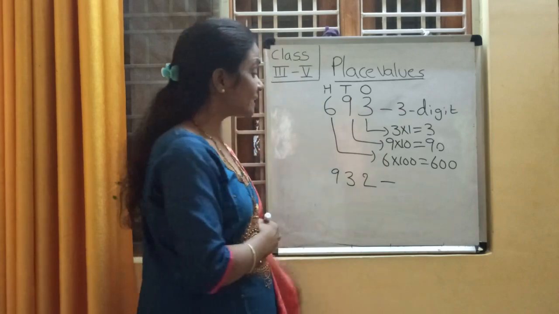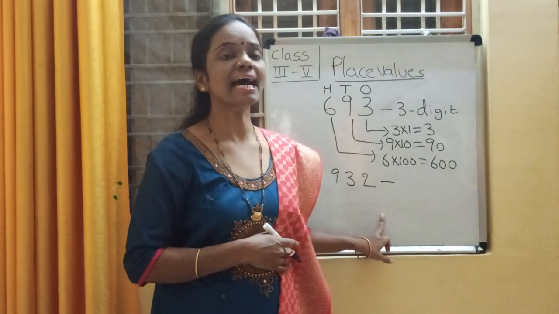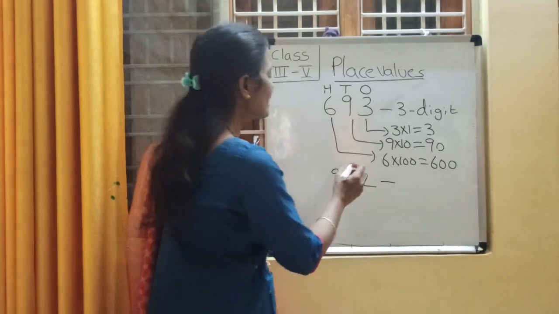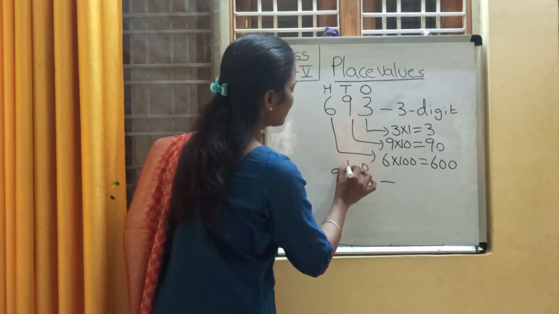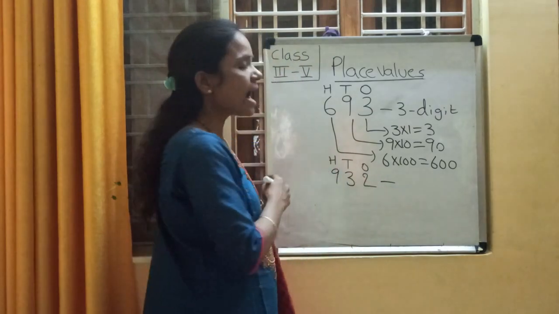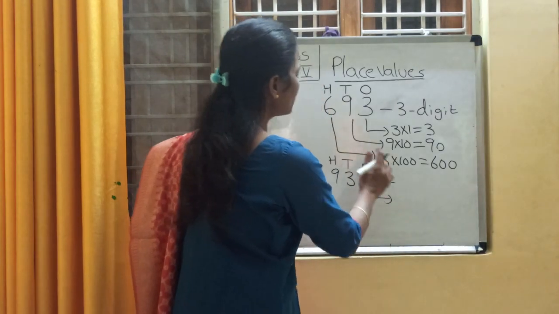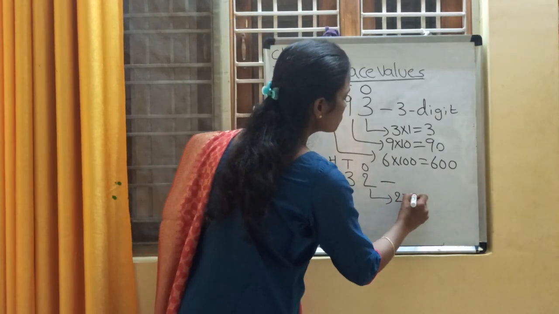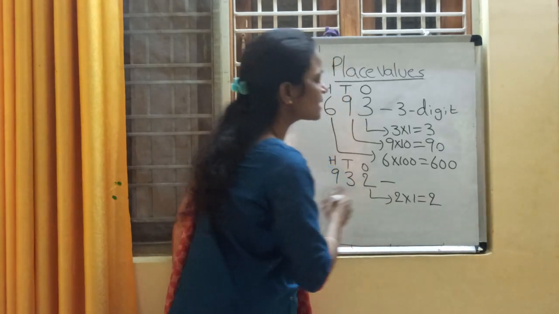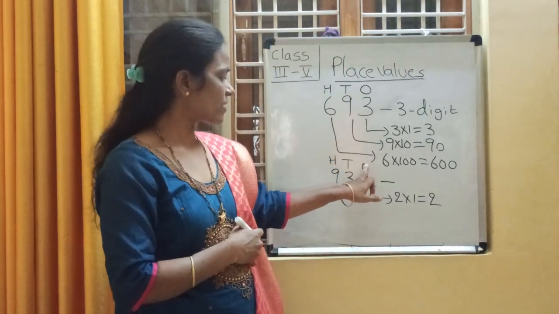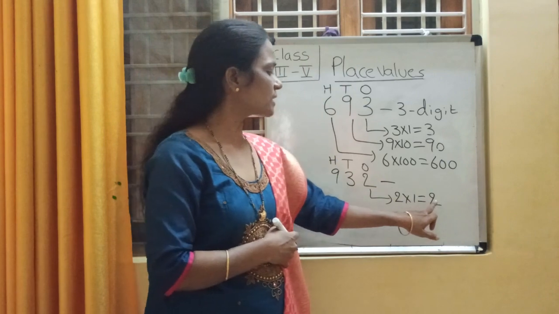932. Read this number, children. It is 932. First write down the places. 1's place, 10's place, 100's place. Now what is the place value of 2? As 2 is in 1's place, 2's place value is 2, 1 are 2.